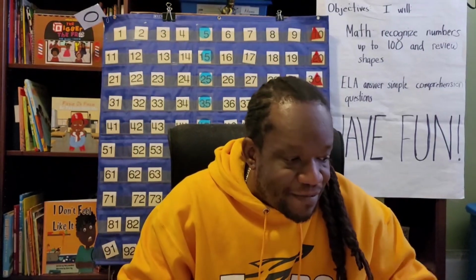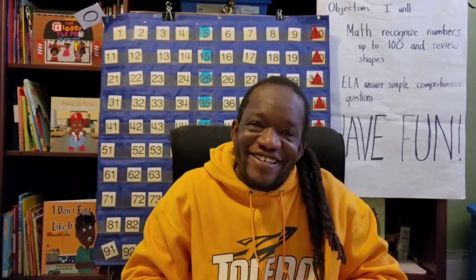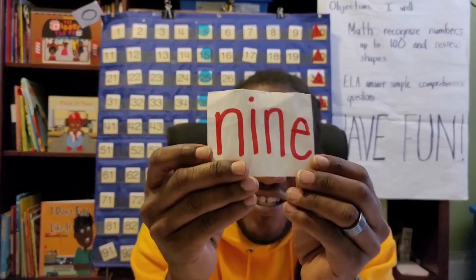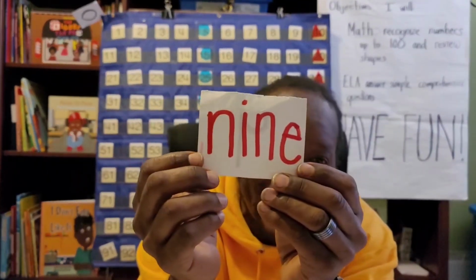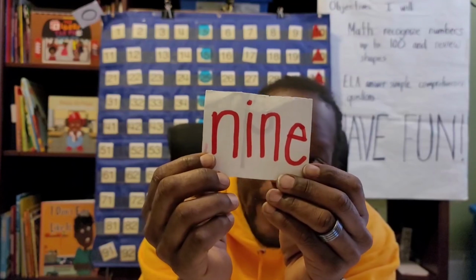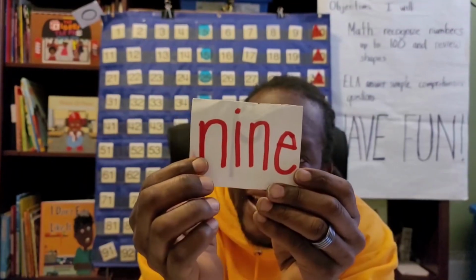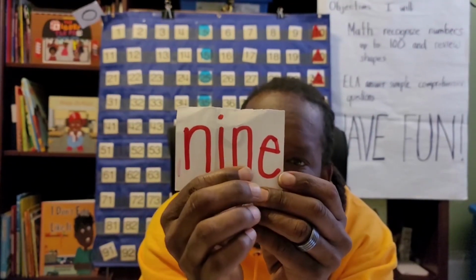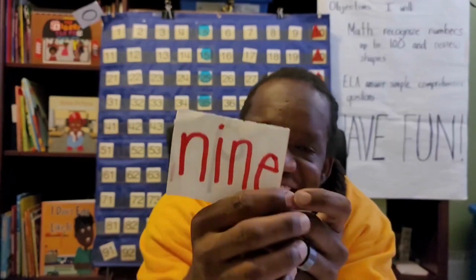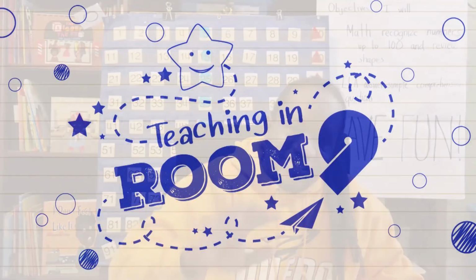All right, boys and girls, it's about that time, because we're done in Room 9. All right, what word is this? 9. Let's spell 9. N-I-N-E. 9. Thank you, boys and girls.